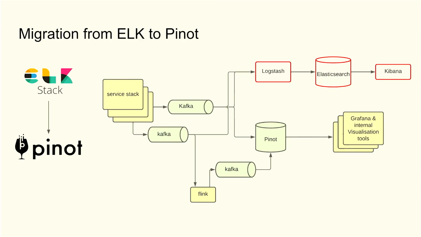And in our case, it was Pinot. It's a very high-level summarized model. If you see previously, the Kafka events were going directly to your ELK setup. It is now being replaced by a very simplistic structure because Pinot has direct Kafka consumers, and it can directly consume from Kafka topics.